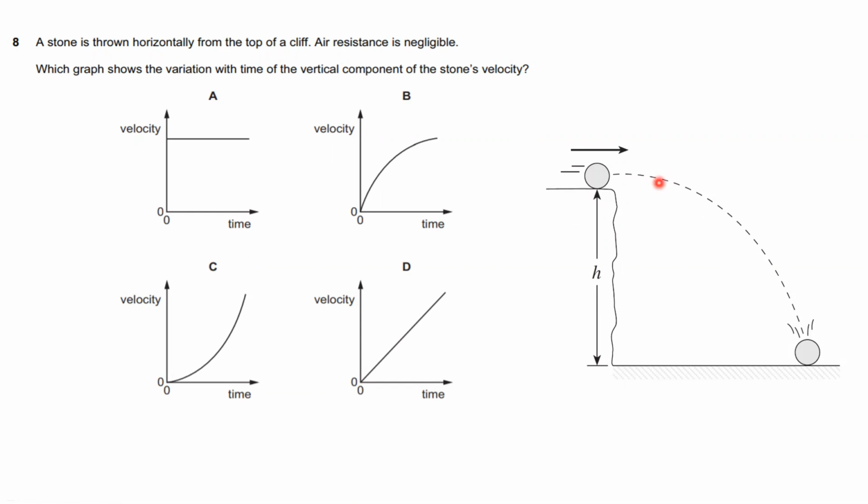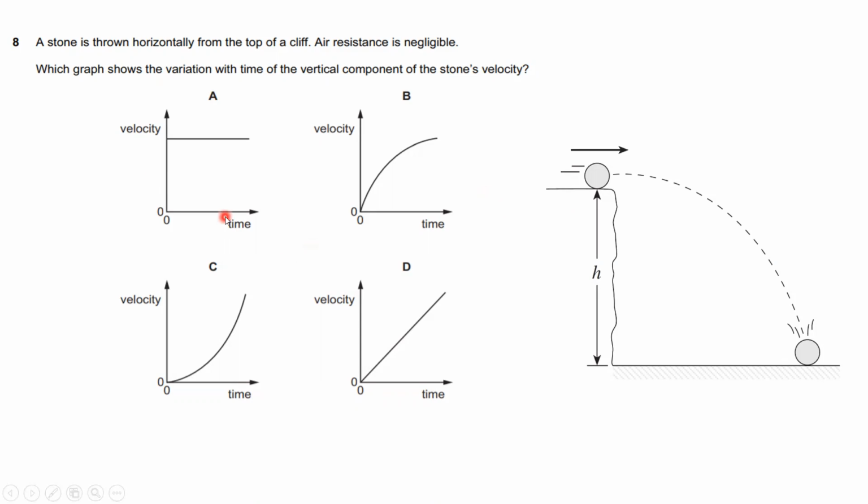As you can see, they are throwing a stone horizontally from the top of the cliff. Air resistance is negligible. So the horizontal velocity remains constant. Why? Because it is not affected by gravity. The only thing affected by gravity is the vertical speed, with an acceleration of g. So there is a constant acceleration g along the vertical component. So your acceleration should be constant.